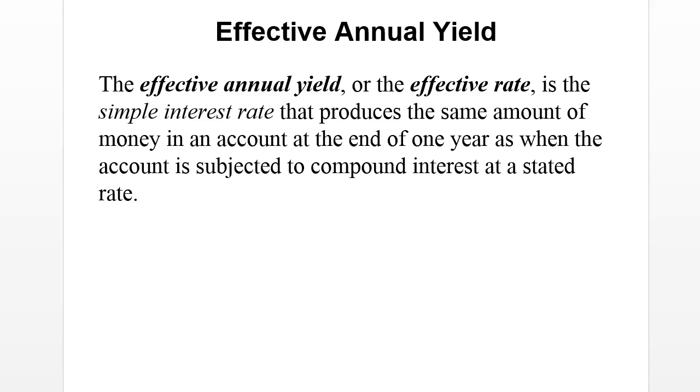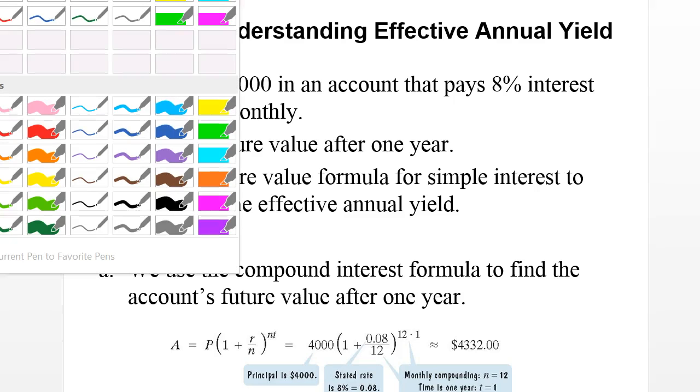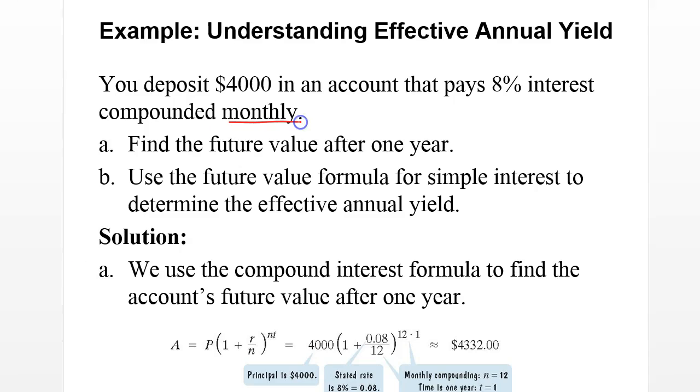So let's look at an example so you can see what I'm talking about here. If we put $4,000 in an account, it pays 8% compounded monthly. So again, we're using 12 for our N. Now there are other things that you'll see in your homework, like daily would be 365. If it were quarterly, that would be 4 times in a year. Annually is 1. Semi-annually is 2. But monthly and daily are the most common ones that we see.